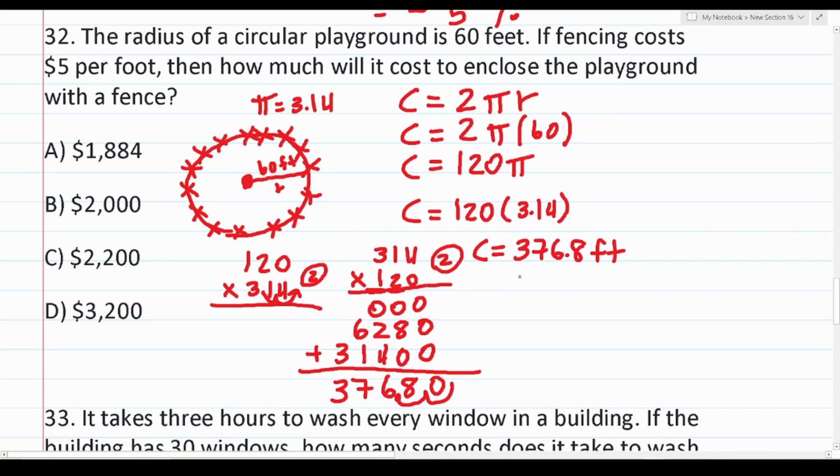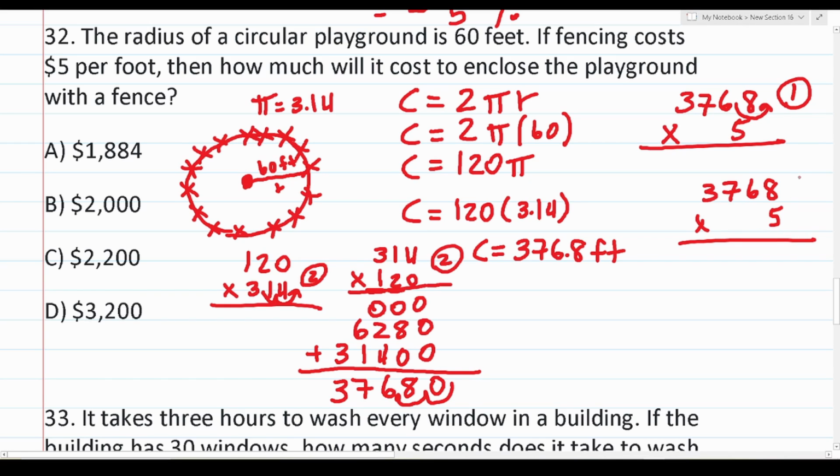Okay, and now we've got to figure out how much it's going to cost to enclose this playground that is 376.8 feet in circumference. We know it's $5 per foot, so we're going to take 376.8 and multiply it by 5 to get our final answer. Again, we're multiplying a decimal by a whole number. So I'm going to take this decimal, shift it 1 time to the right to make this 3,768 times 5.